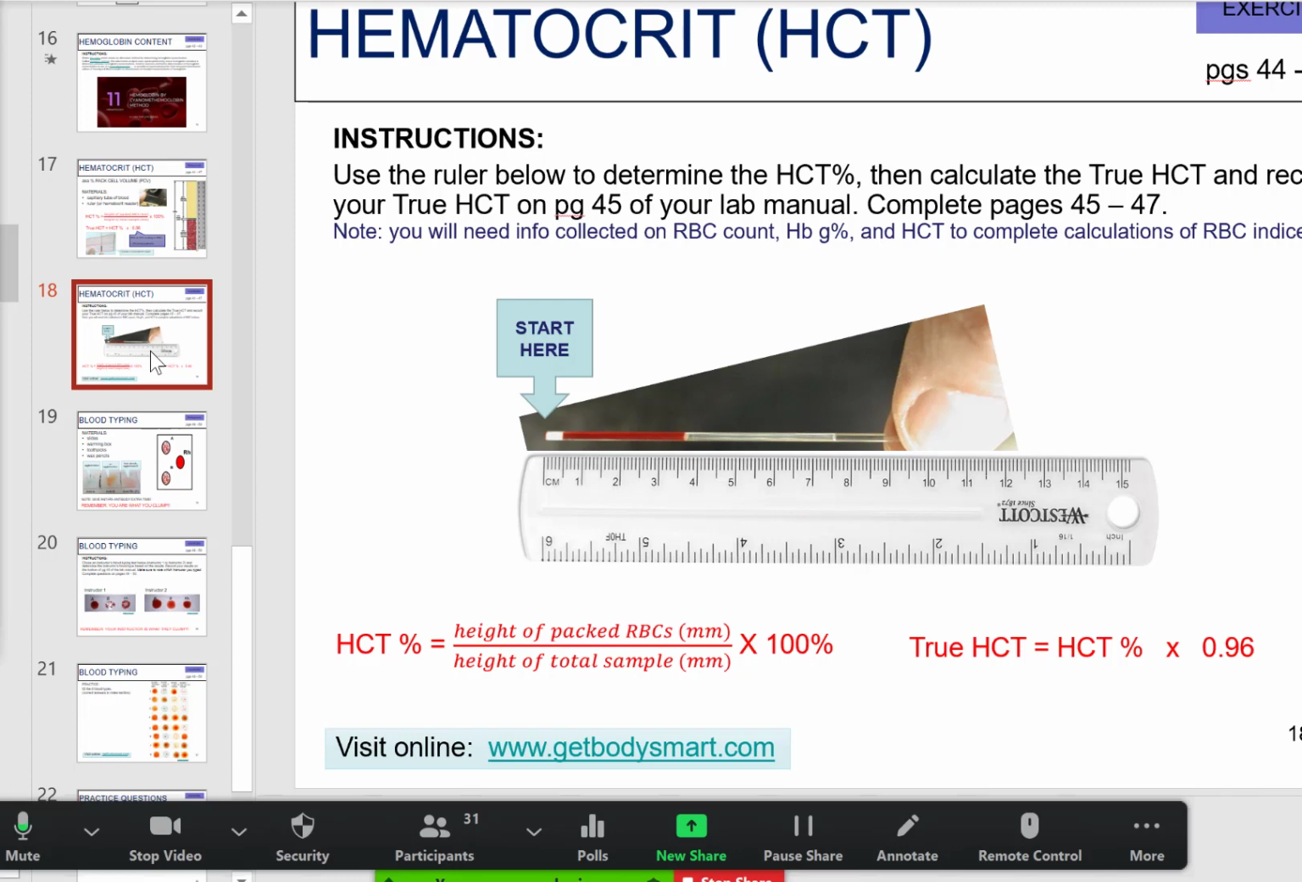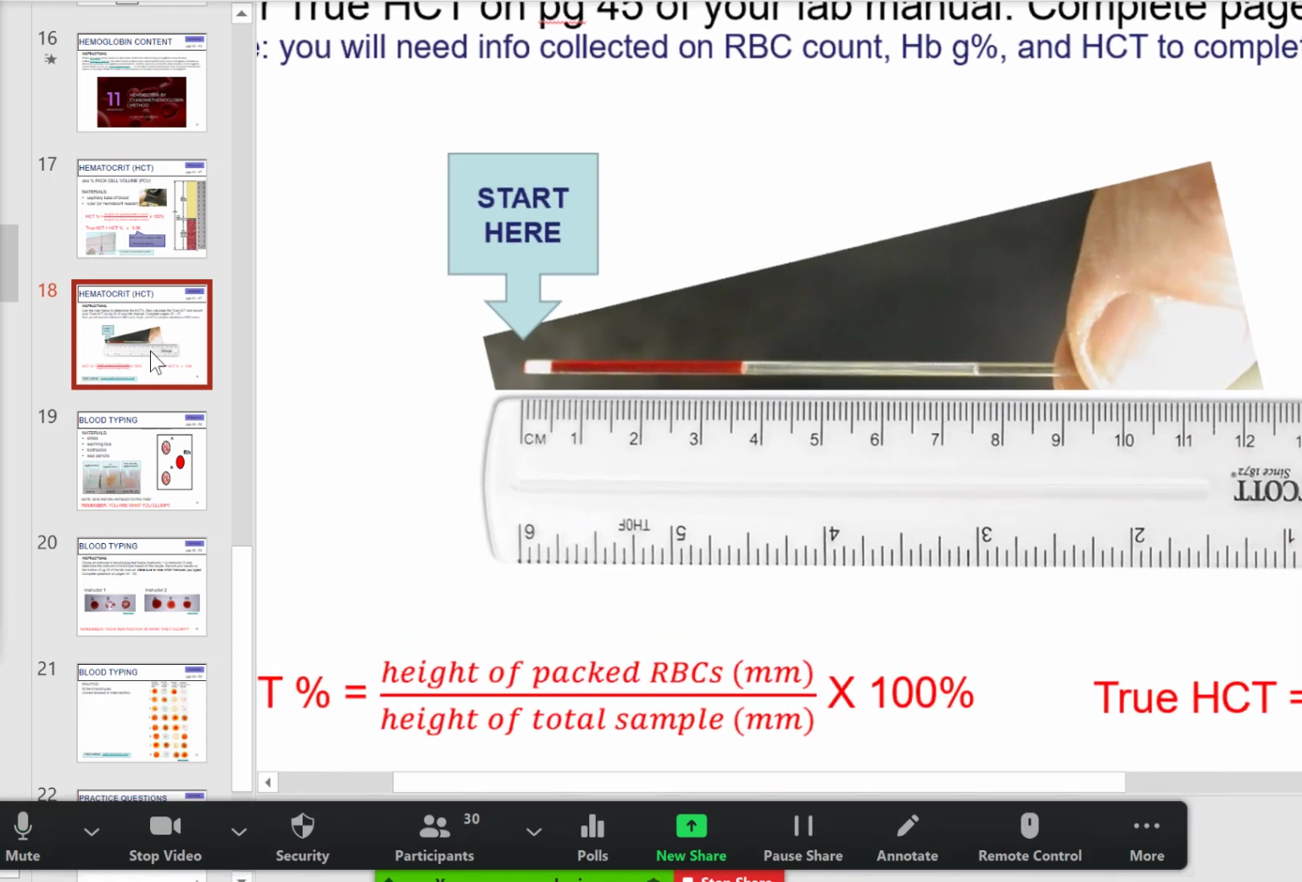Remember to measure in millimeters. The ruler that you're seeing on your screen has increments of centimeters, so make sure you remember how to count in millimeters. And where you would be writing down your information in your lab manual would be on pages 44 and 45.